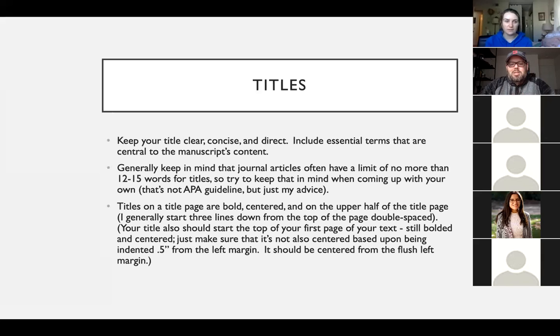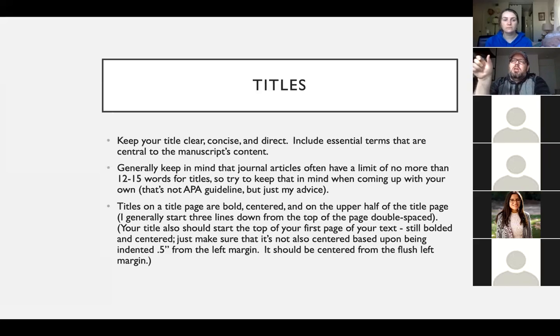So titles on a title page are bold, centered, and on the upper half of the title page. So typically I start with just making my entire document double spaced, because everything in APA 7th is supposed to be double spaced. And I start 3 lines down from the top of the page, and that's where my title goes. That is pretty much similar to the sample paper that I just sent you the link to as well. And again, it does need to be bolded and centered.